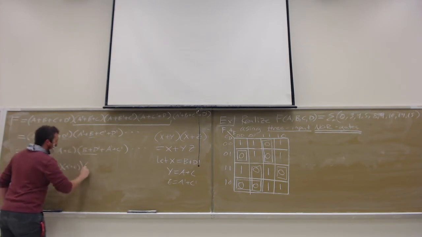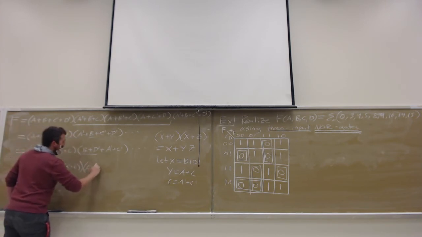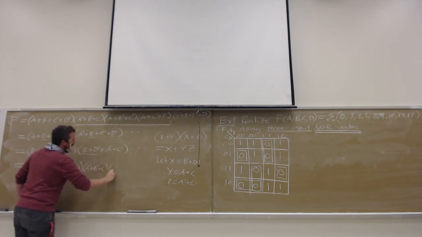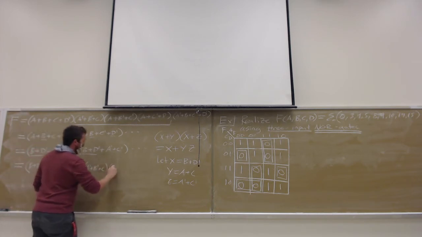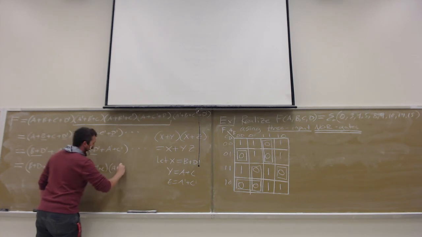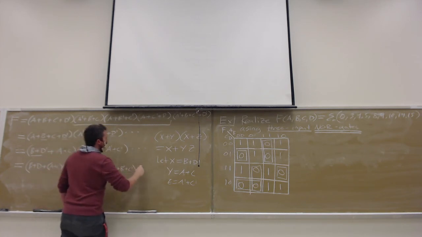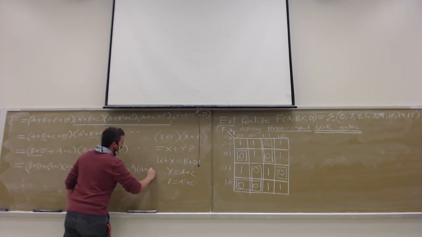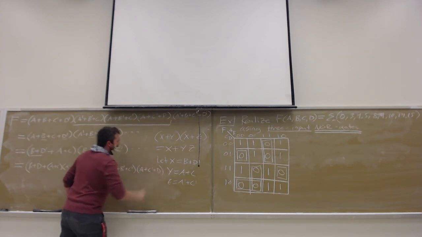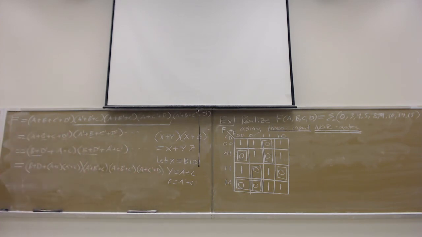And the rest of the stuff: A prime or B prime or C, A or B prime or C prime, A or C prime or D. So there we go. Are we done with this part at least?